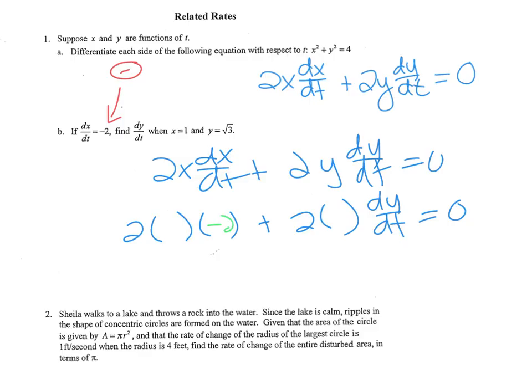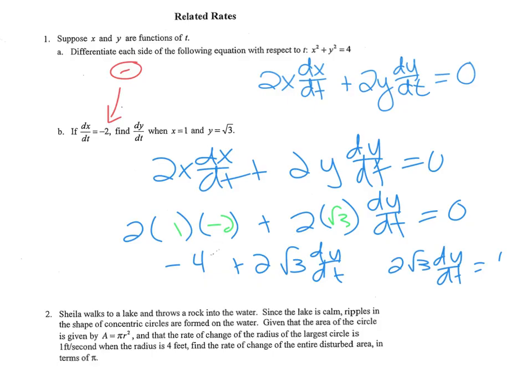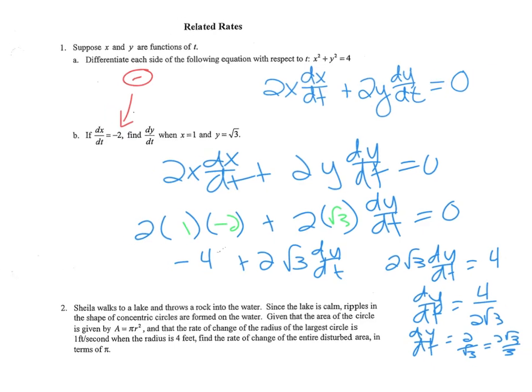I know that dx dt is -2 and x is 1, and y is the square root of 3, so I have -4 plus 2 square root of 3 dy dt equals 0, and hopefully without too much effort we can say 2 square root of 3 dy dt equals 4, or dy dt equals 4 over 2 square root of 3. If you feel like simplifying that, you can, and if you don't, that's okay too. You could call that 2 over square root of 3. You could call that 2 square root of 3 over 3. Any one of those 3 are correct answers. That's the mechanics of differentiating with respect to time.